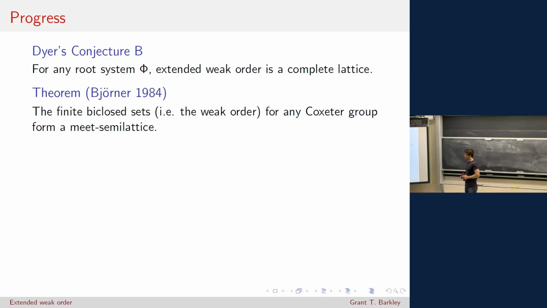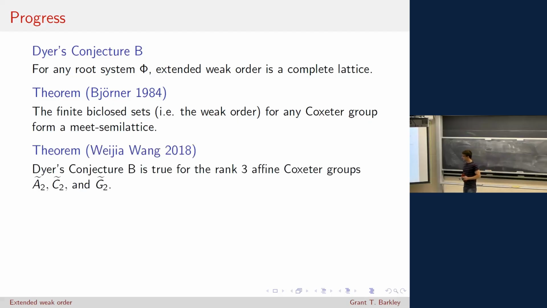First of all, Bjorner proved that if you just take the finite biclosed sets and you just care about meets, not joins, so greatest lower bounds, not least upper bounds, then those form a meet semi-lattice. So if you just start taking meets, you can just use the elements of the Coxeter group and you already get a meet semi-lattice. In 2018, Weijia Wang, who I think was also a student here, proved that Dyer's conjecture B is true for the rank 3 affine Coxeter groups: affine A2, affine C2, and affine G2. There's just a list of three of them, three irreducible ones anyway.